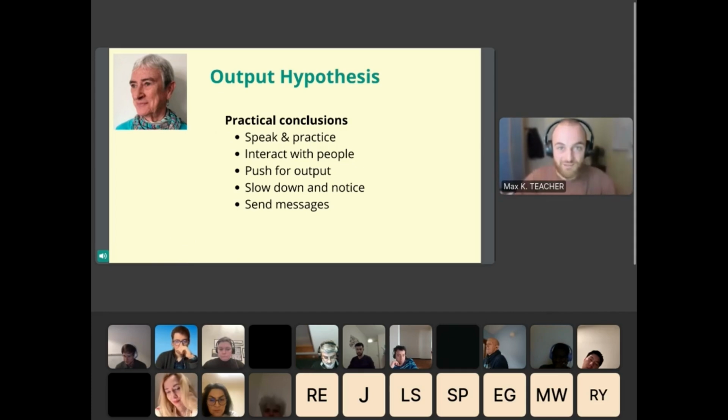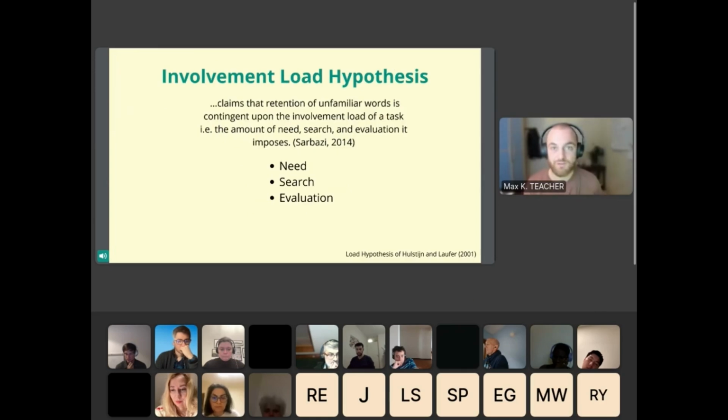Then the way you read and listen and speak and write is also important, right? So we've looked at the input, we've looked at the output, and now we're going to look at how to process those things with the involvement load hypothesis. It's relatively new, and it claims that retention of unfamiliar words is contingent upon the involvement load of a task, the amount of need, search, and evaluation it imposes.